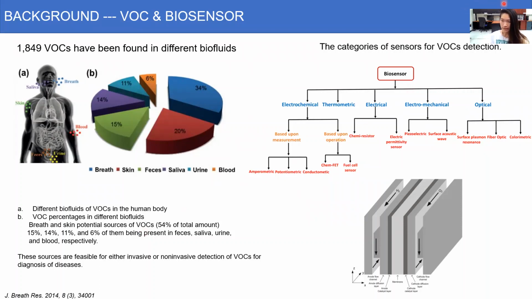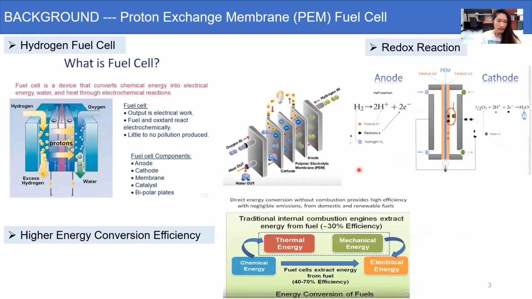There are different types of sensors for VOC detection. One type is an electrochemical fuel cell sensor. Firstly, we need to talk about what a fuel cell is. A fuel cell is a device that converts chemical energy into electrical energy and heat through electrochemical reactions.